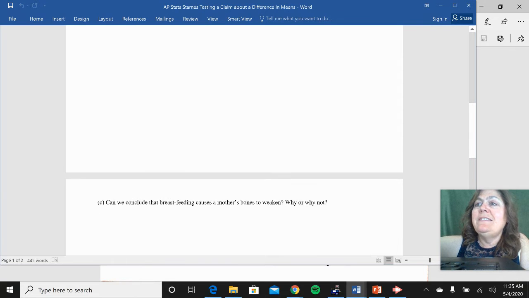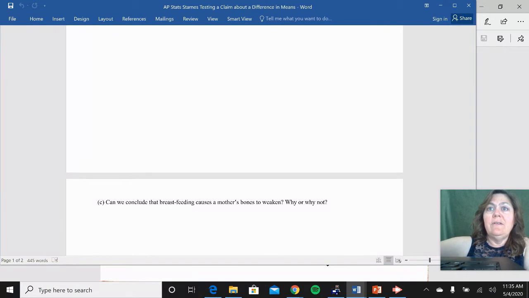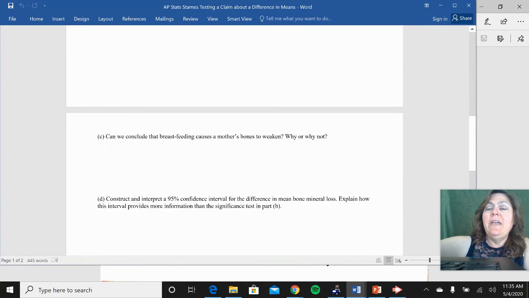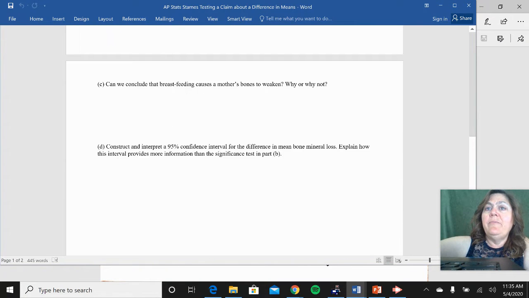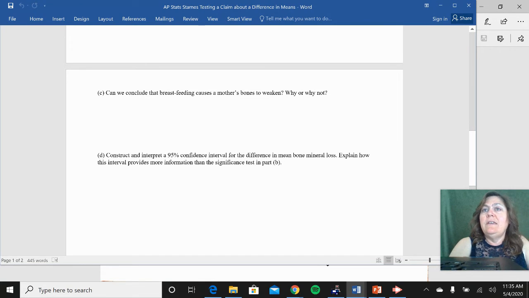Question C asks you, can you then conclude that breastfeeding causes a mother's bones to weaken? Why or why not? So answer that question. And then part D asks you to now construct and interpret a 95% CI for the difference in means.